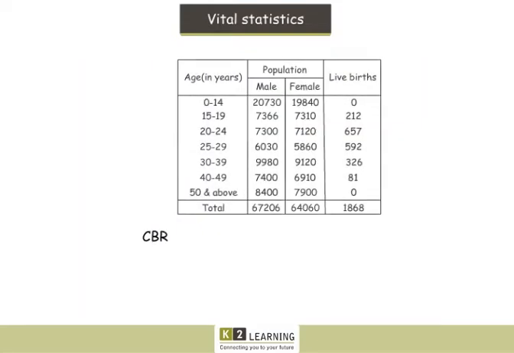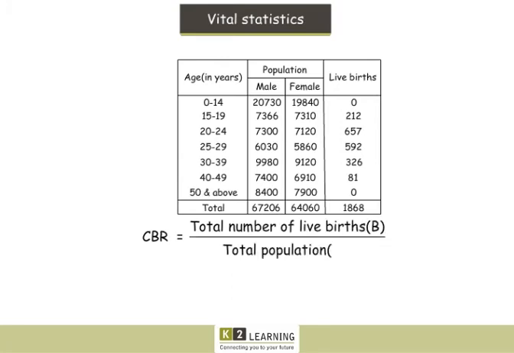Alright, for CBR it is the total number of live births divided by the total population. Here, sum of total male and female population. This value into 1,000, which is equal to 14.23.